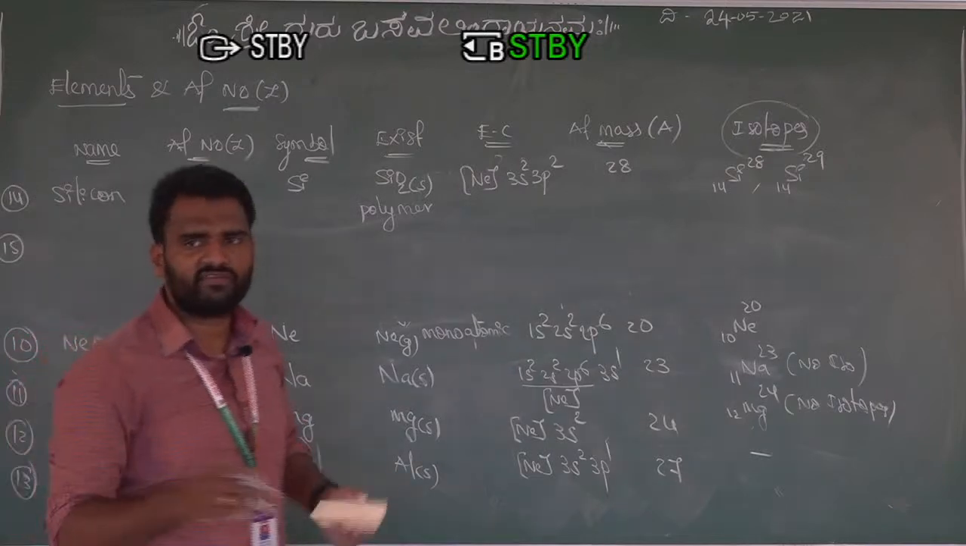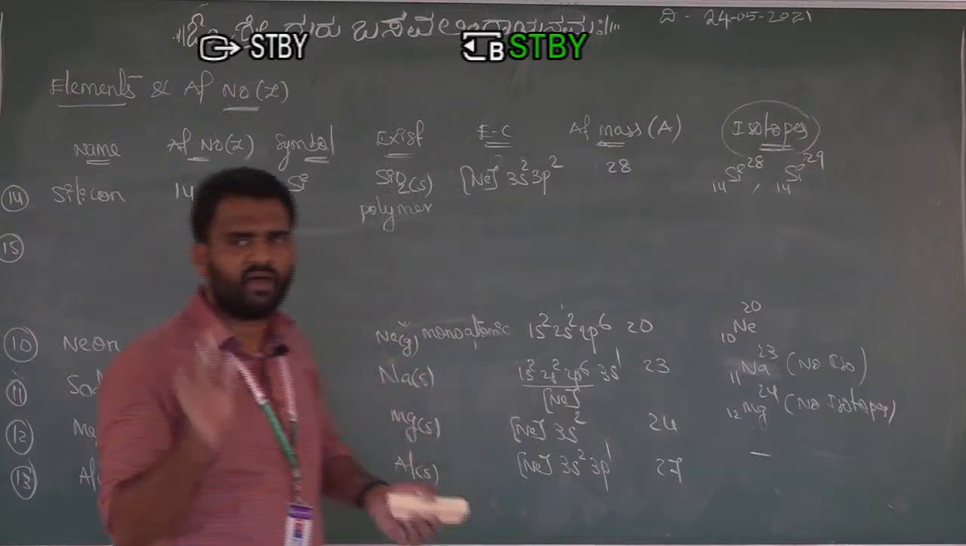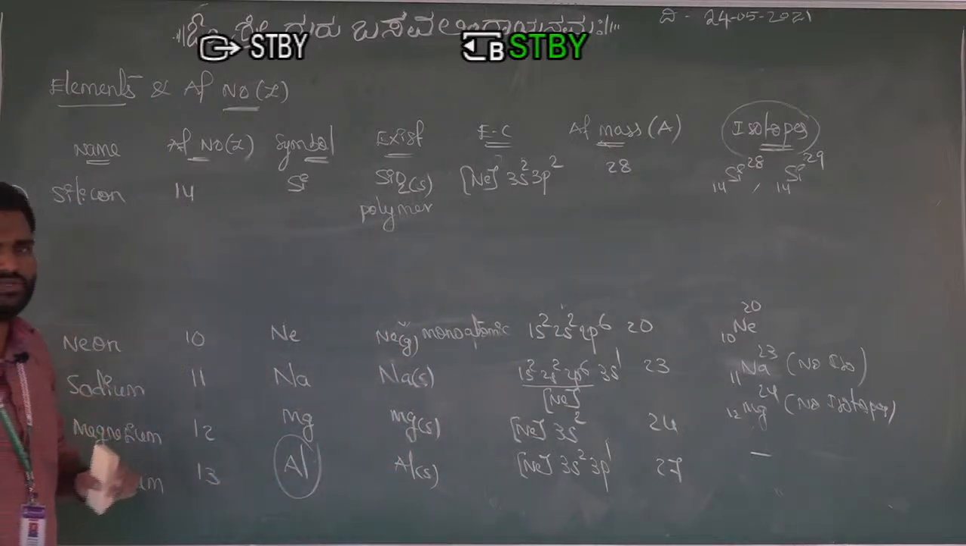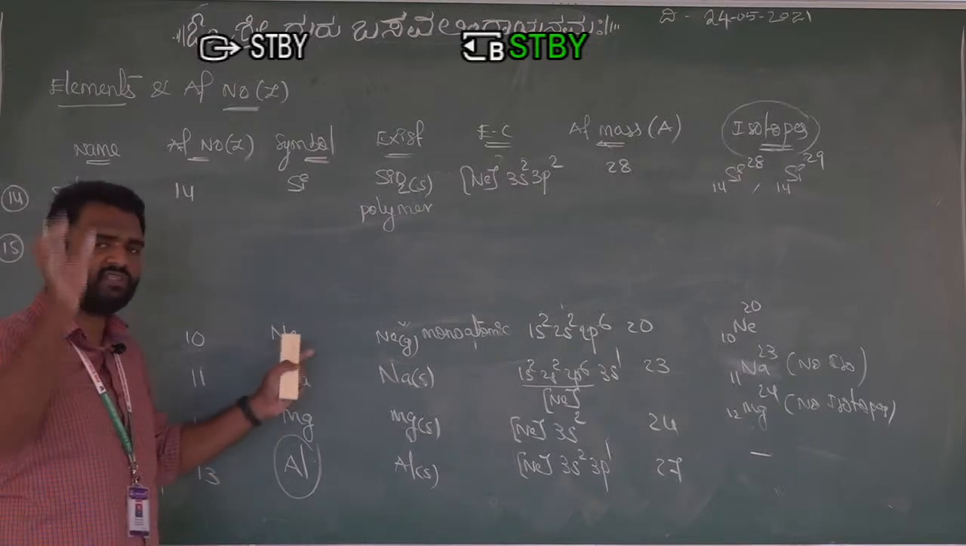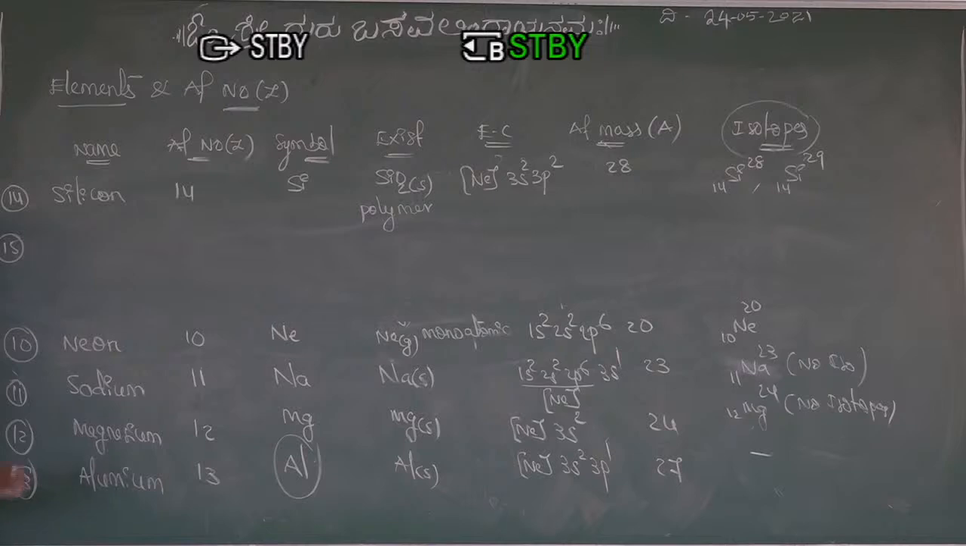Once you know the importance of an element, only then will you get interest to learn chemistry. From an application point of view, you need to know about each and every element. You should have basic information: what is the main importance of so-and-so element? At least you need to be aware of it. Then you will get interest to learn all elements.